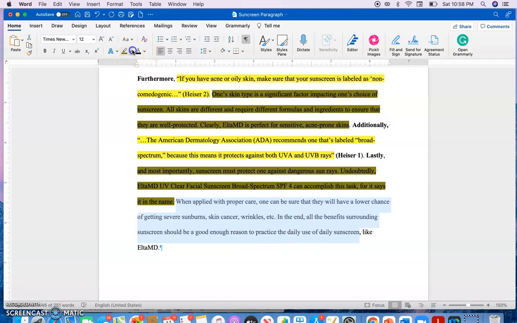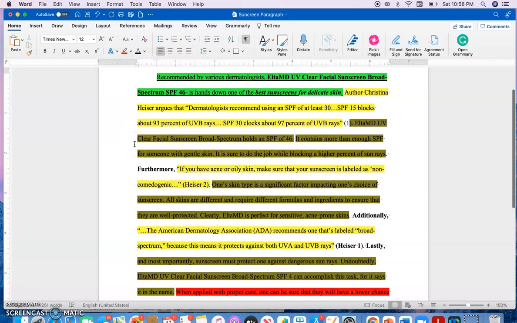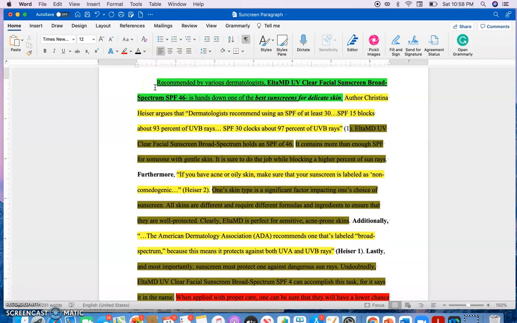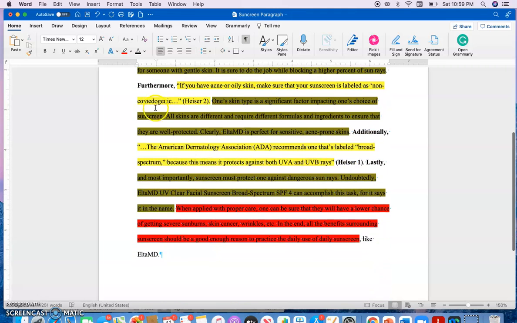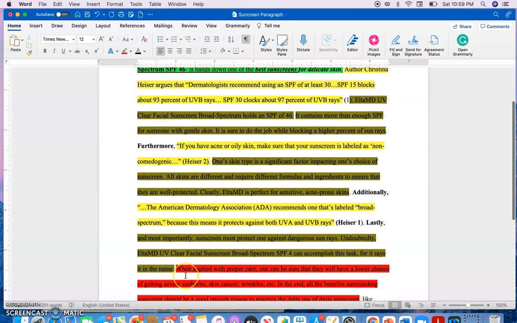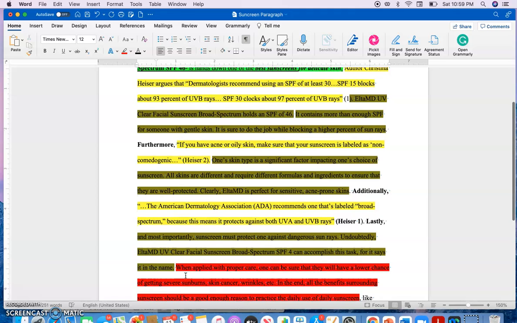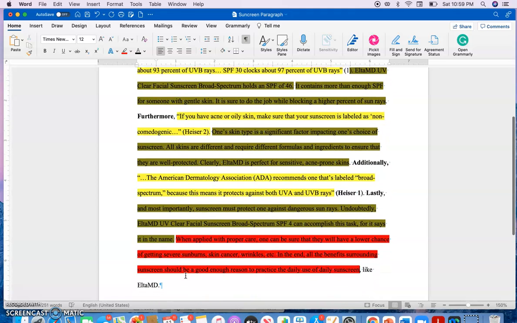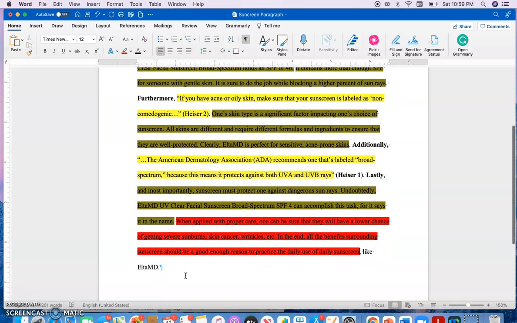This is her closing. So what she did was she went back to her topic sentence and said, Elta MD is a great sunscreen because it's going to protect the delicate layer of the skin. And in conclusion, the author says the same exact thing, but it's worded very differently. So think of it like a sandwich. You're opening up with your topic sentence, which is going to be driving all of the details, and the conclusion or the ending is going to be wrapping up everything that was said. So that's the structure of how I'll be grading your paragraphs from here on in.